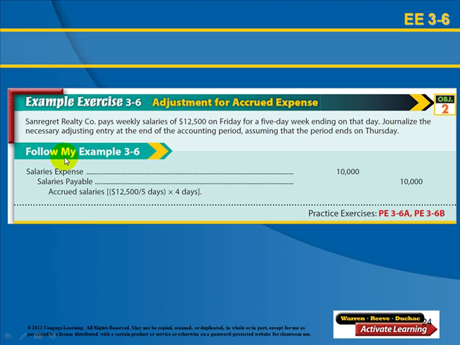Let's look at another example of accrued expenses. The San Reality Company pays weekly salaries of $12,500 on Friday for a 5-day work week ending on that day. Journalize the necessary adjusting entry at the end of the accounting period, assuming that the period ends on Thursday. We will debit salaries expense for $10,000 and credit salaries payable for $10,000. And then we will post this journal entry.